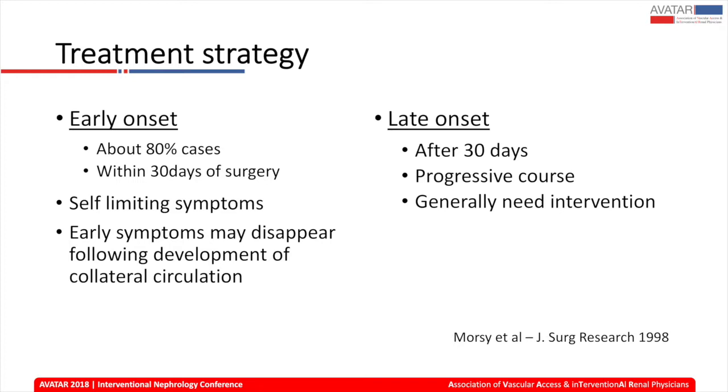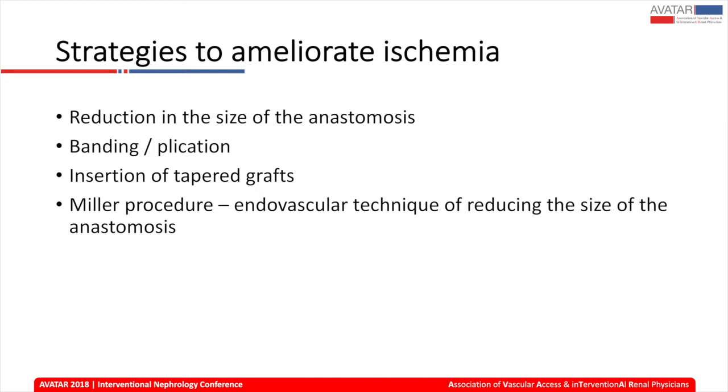How do we manage these patients? In the early stages, about 80% of the patients, if the pain appears within 30 days of surgery, waiting may be the best strategy. If the symptoms do not progress, most of the time the symptoms will be self-limiting and patients may get by without any additional intervention. But if the pain or the symptoms persist beyond 30 days, the course is considered to be progressive, and generally some kind of intervention would be required.